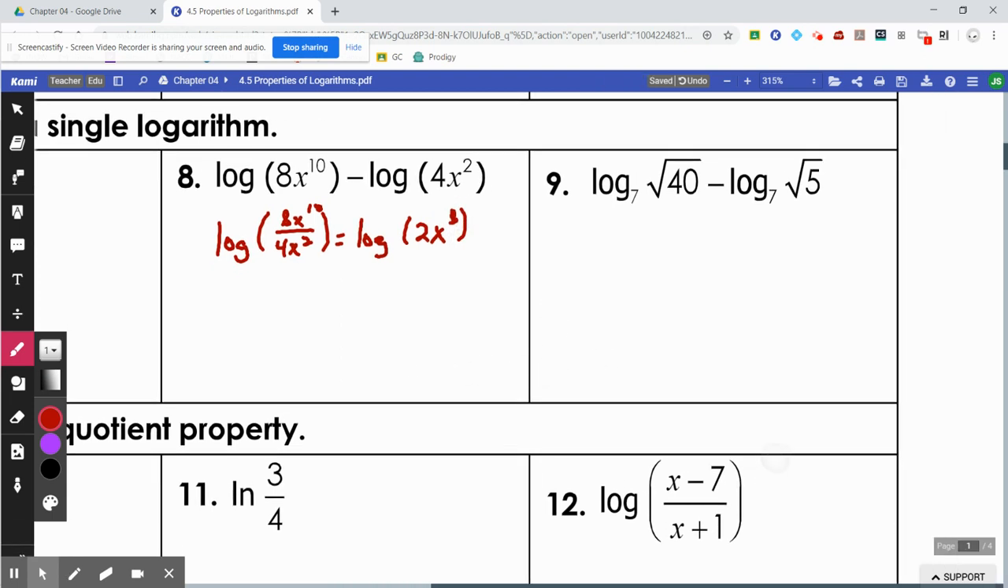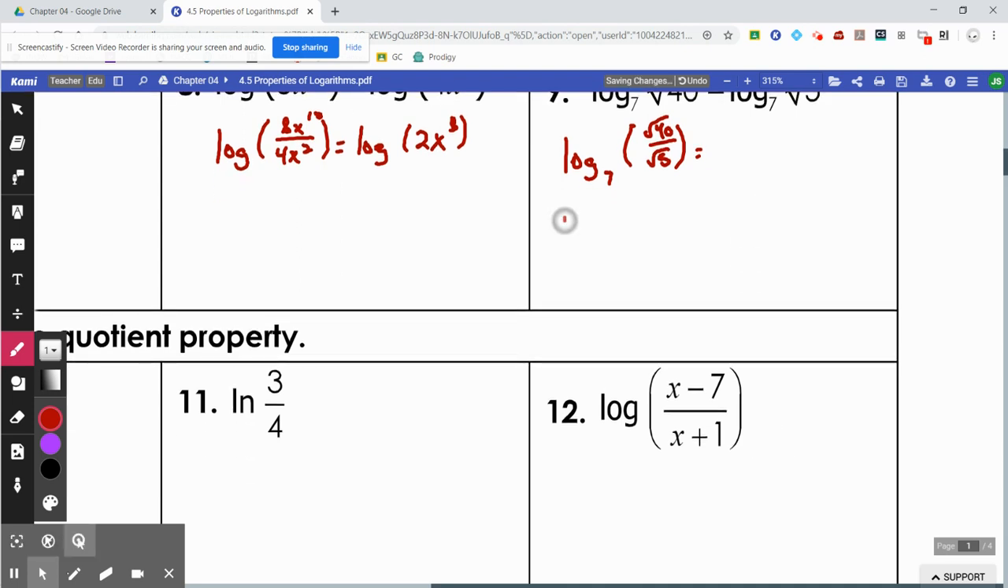Next one, the log base 7 of root 40 minus log base 7 of root 5 would be the log base 7 of root 40 over root 5. And we can divide these since they are both radicals. That'd be log base 7 of root 40 over root 5, which would be root 8. And you could simplify that into 2 root 2 there as well.